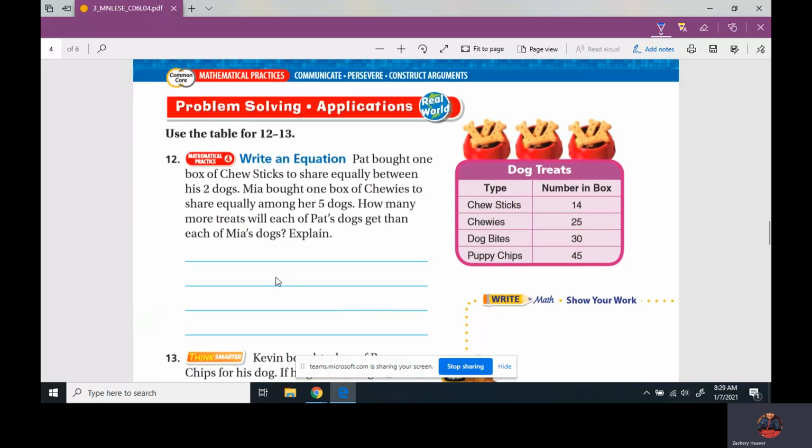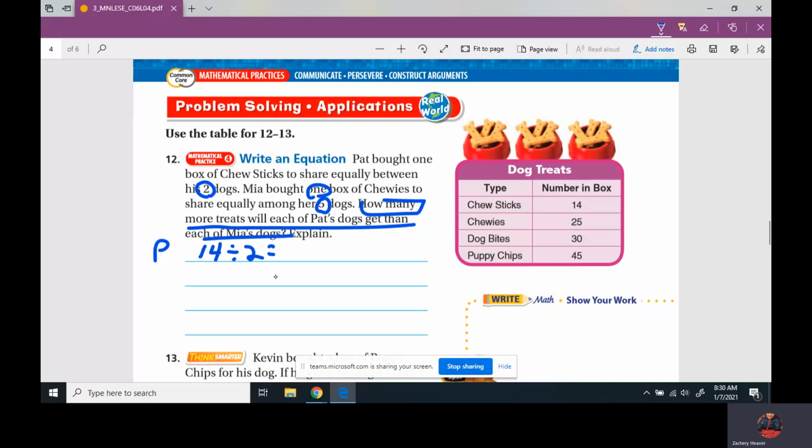Rice is writing an equation. Pat bought one box of chew sticks to share equally between his 2 dogs. Mia bought 1 box of Chewies to share equally among 5 dogs. How many more treats will Pat's dogs get than Mia's dogs? So let's do Pat first. He bought 1 box of chew sticks, which is 14, and he's going to share them between 2 dogs. So 14 divided by 2.